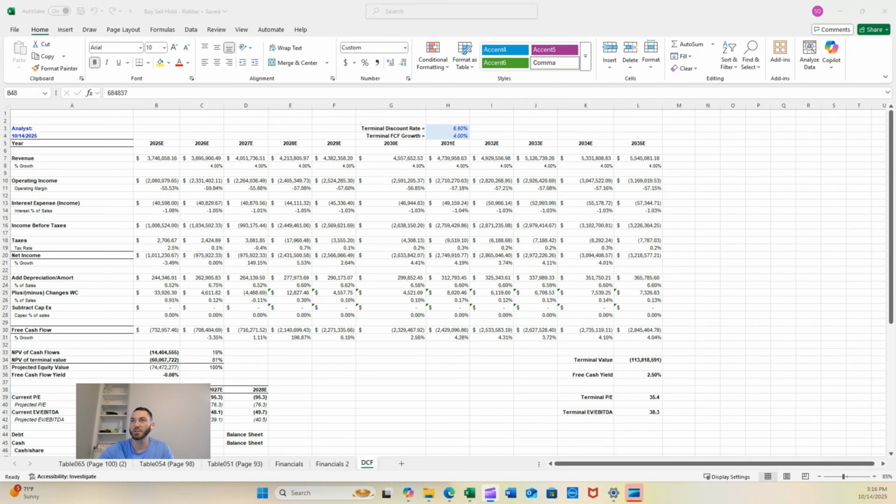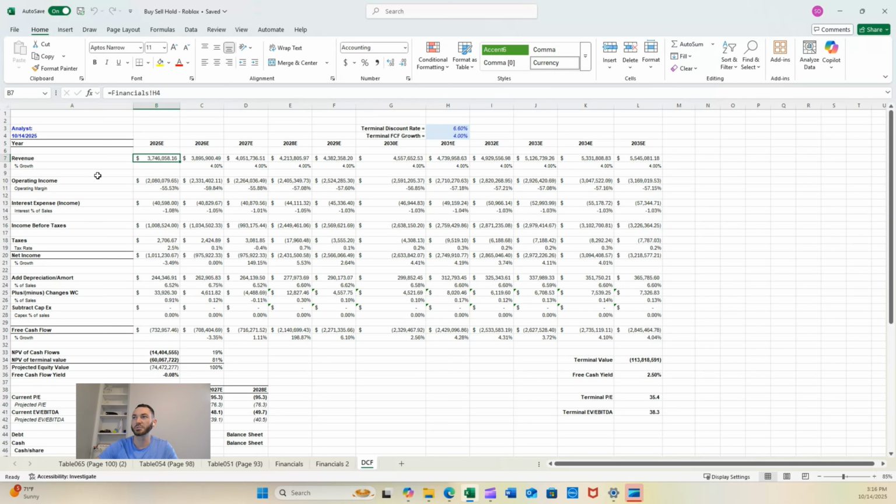On this page, we're going to be looking at the discounted cash flow, which is going to project out 10 years into the future. We are going to be using our terminal discount rate of 6.6% and then a terminal free cash flow growth rate of 4%. This was just based on some of the research I did, what I thought would be best for Roblox. We'll do a little bit of a sensitivity analysis in the future and see what some different numbers might look like.